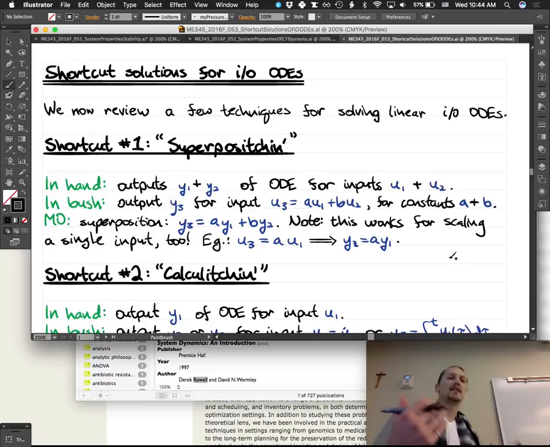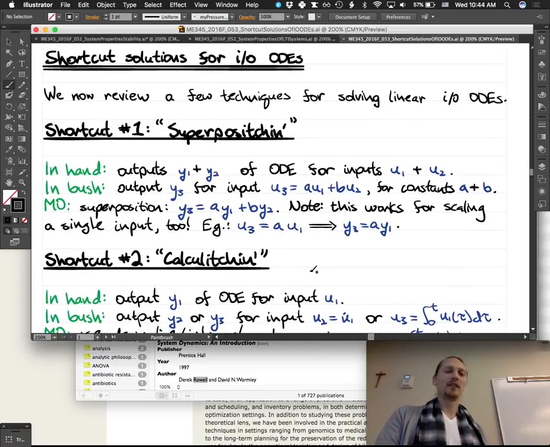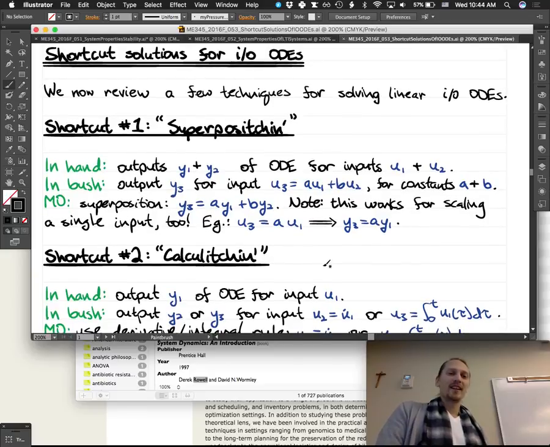So we're sort of boiling this down a little bit. Our MO here, our method of operation, modus operandi, which is the better way of saying that, didn't want to go all Latin on people, is to use superposition. So y3 is just equal to the linear combination of y1 and y2, in the same way it was combined with the inputs.